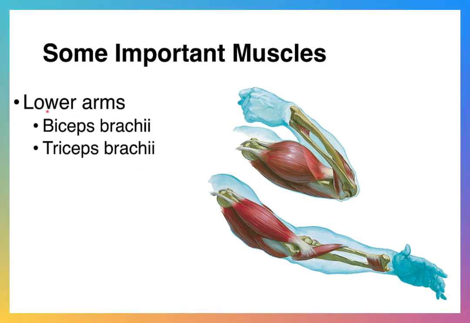Now these two are named, ceps means head. So this means that this muscle has two heads, 1, 2, and that this muscle has 3 heads. And you can't see all 3, but there are 3 heads in the back here.